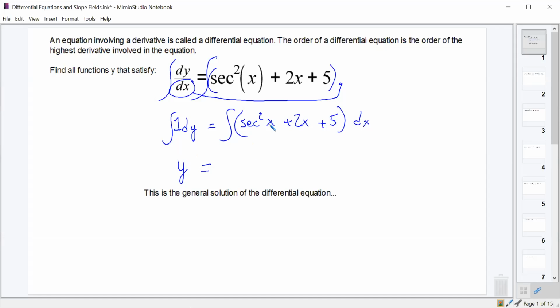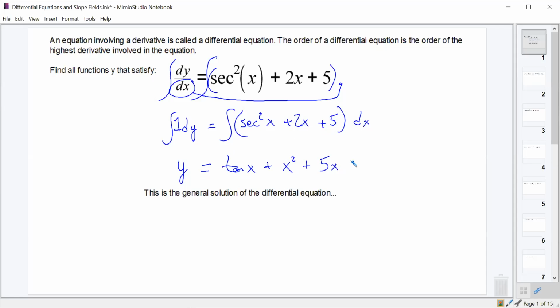So this is y, and this is what? What's the integral of secant squared x plus 2x plus 5? Integral of secant squared is tangent x. Integral of 2x is x cubed. No, sorry, x squared. And the integral of 5 is 5x.